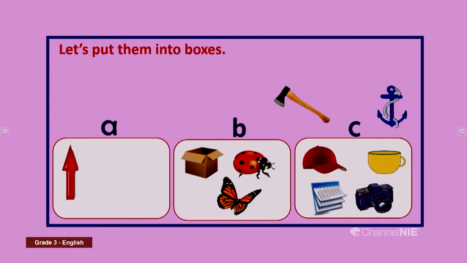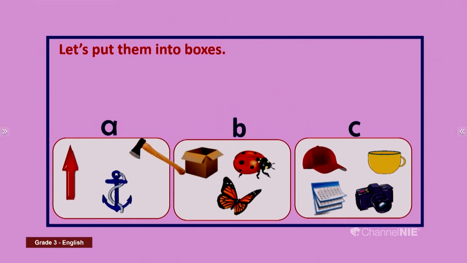Next. Anchor. What is the first letter? A. Then we put it into box A. What is the last one? X. We put it into box A.